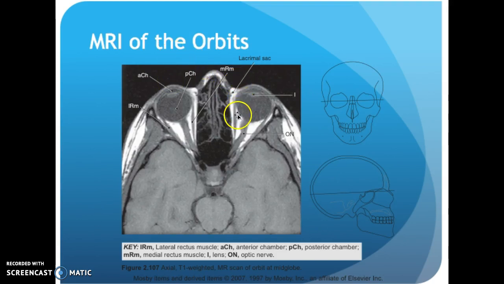So here's your lacrimal sac. Hard to see. This is MRI T1. So fat is bright here and fluid is dark. So if this was a T2, the globes would be glowing bright white. So you can see the lens there. You have your lateral rectus muscle, your optic nerve, and your medial rectus muscle. So coming over, you have your lateral rectus muscle, optic nerve, and your medial rectus muscle. You have your anterior chamber, posterior chamber, separated by your lens.